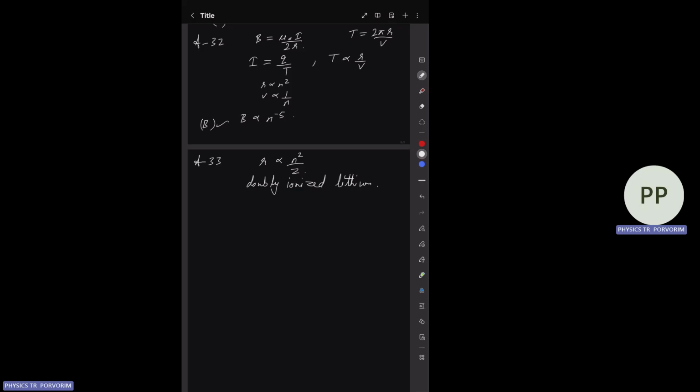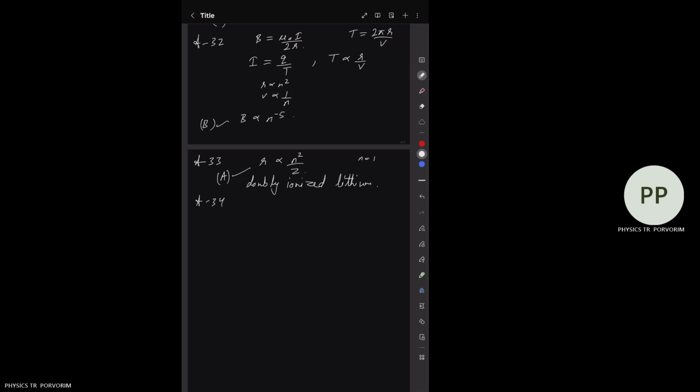One more thing, n is equal to 1 is given, so it's Z only. The radius is inversely proportional to Z, so you can see from here that the correct option will be A.